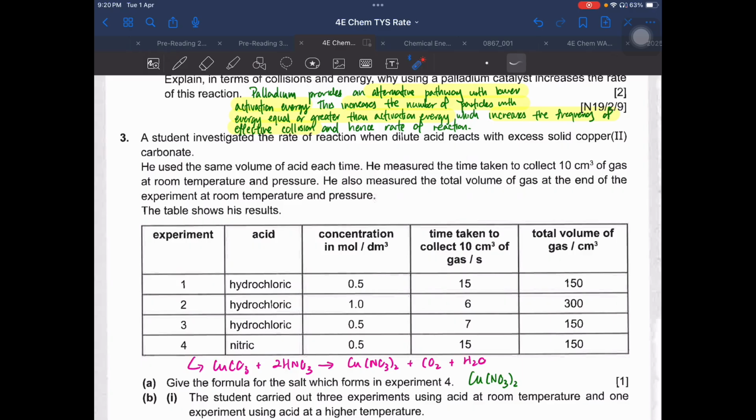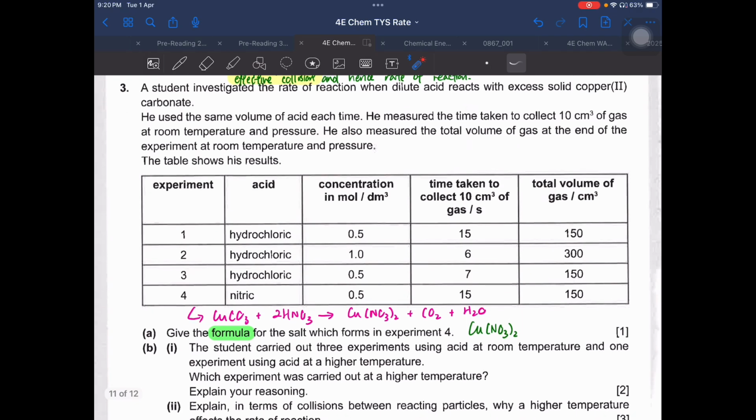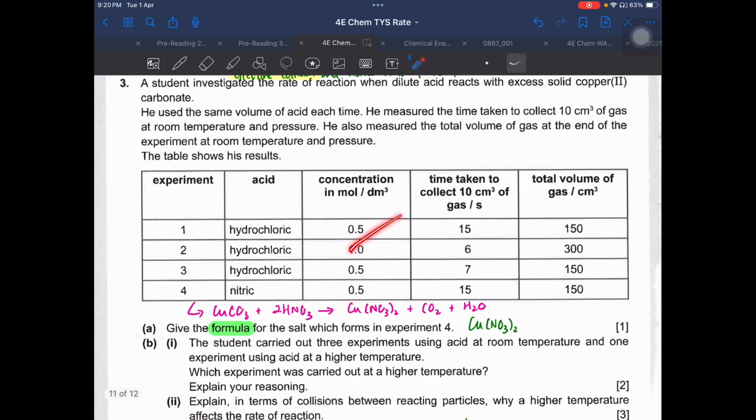So the formula of the salt form is definitely Cu(NO3)2. Okay, so a student carries out 3 experiments using acid at room temperature and 1 experiment using acid at a higher temperature. So you're supposed to look at this set of data and see for yourself which is the experiment that involves the higher temperature.